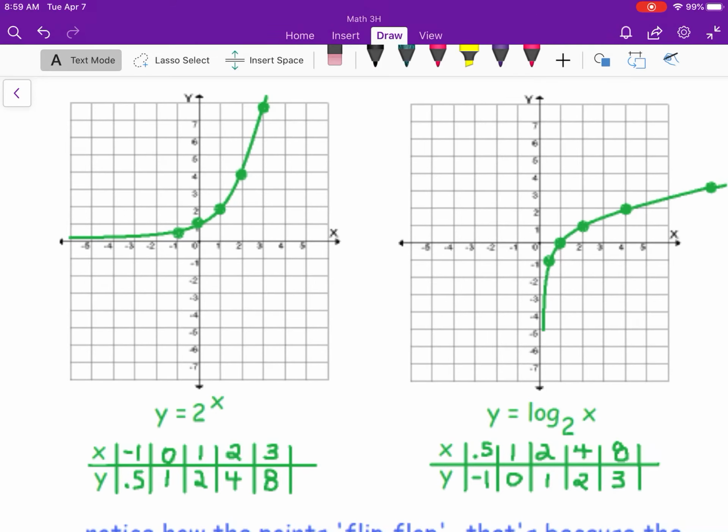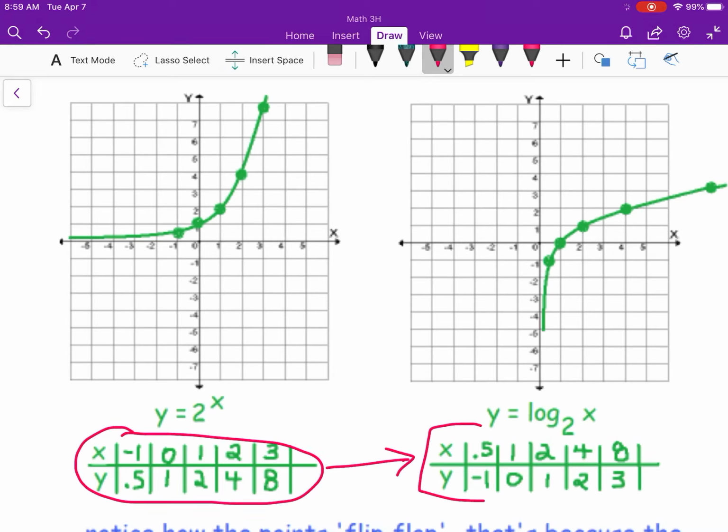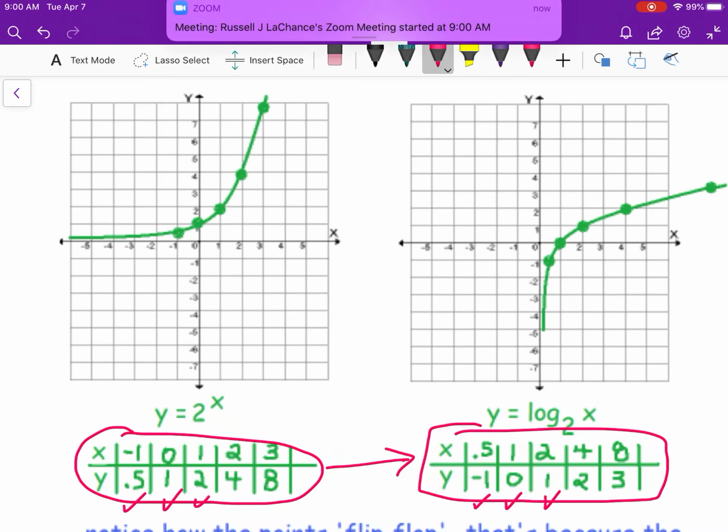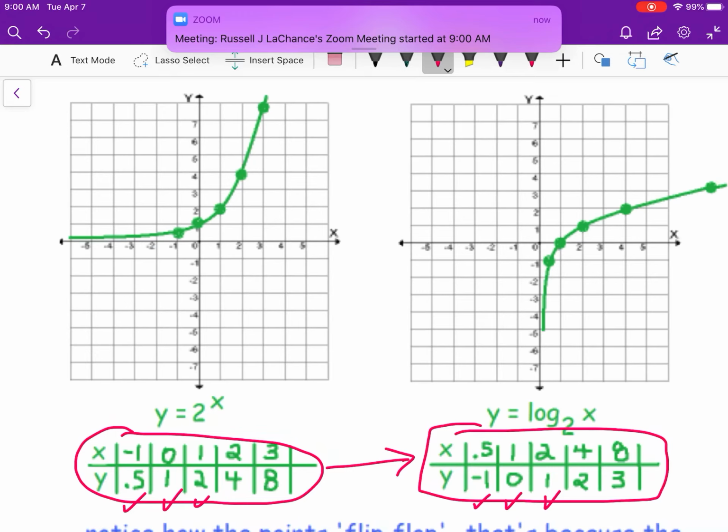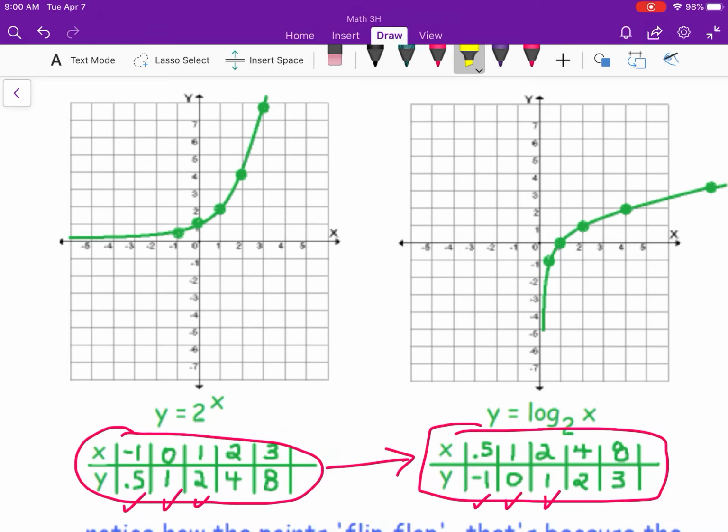Notice how in this table, everything reverses. See how it's negative 1, 0.5 here, and now it's 0.5, negative 1 here. 0, 1 here is now 1, 0. 1, 2 here is now 2, 1, and so forth. Okay? When you actually do that, it's called a logarithm. Notice what it turned into. y equals 2 to the x is now y equals log base 2 of x.